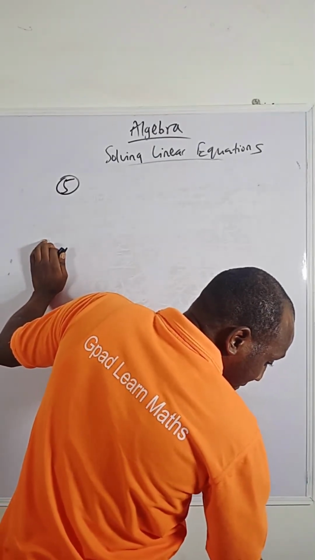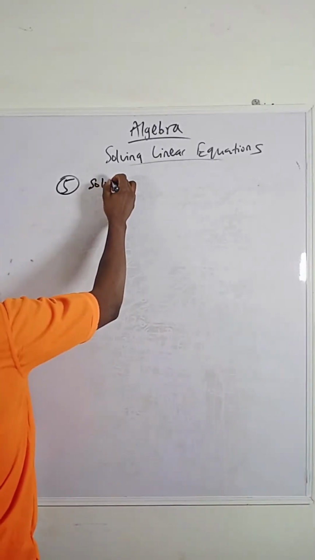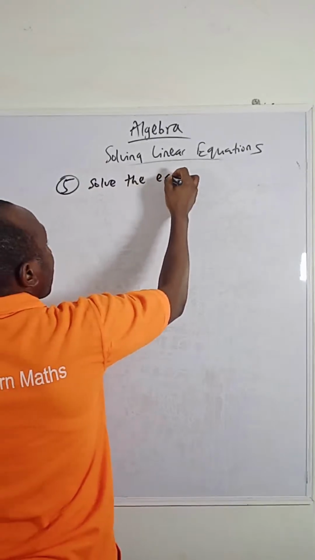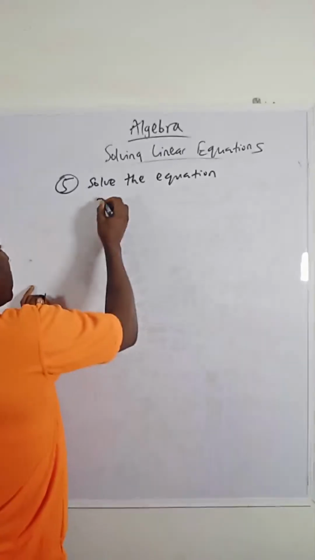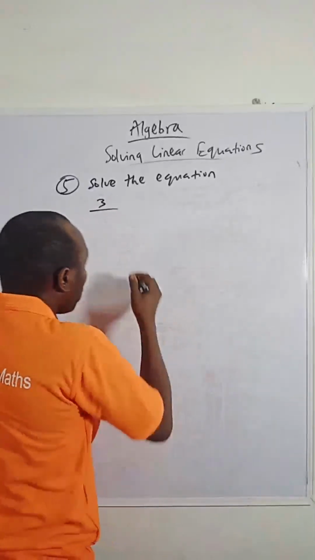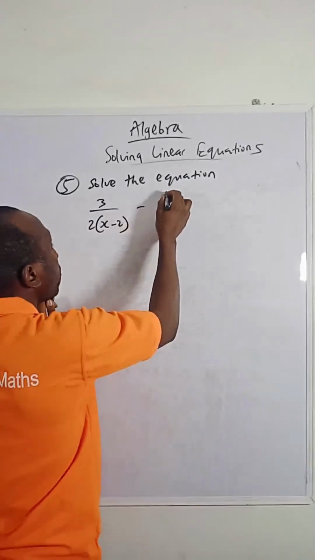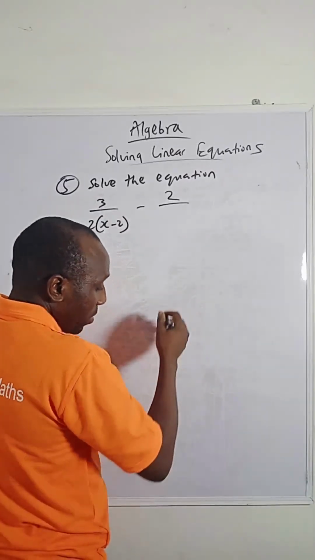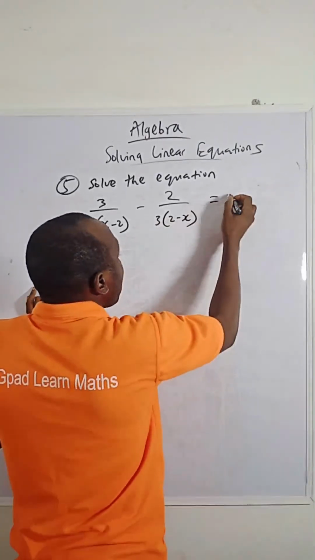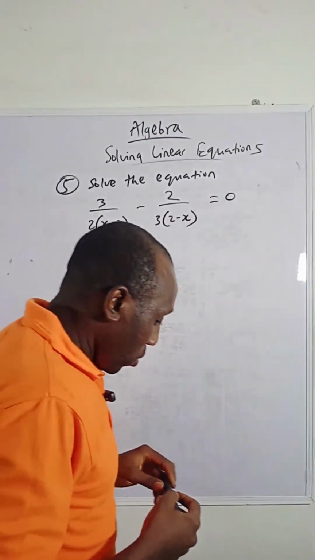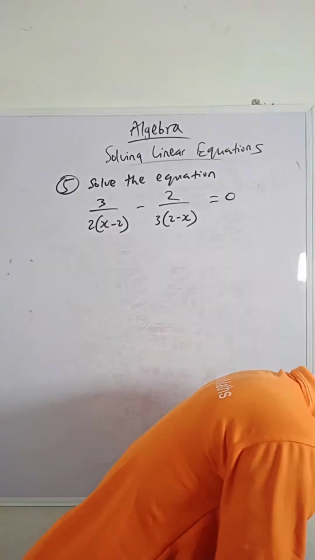Okay, somebody said I should give a tough question. This one is too easy, right? Okay, let's do this. Solve the equation 3 over 2 bracket x minus 2, minus 2 over 3 bracket 2 minus x, is equal to 0. Yeah, I would like all of you to give this a try. If you can do this, please give it a try by all means.